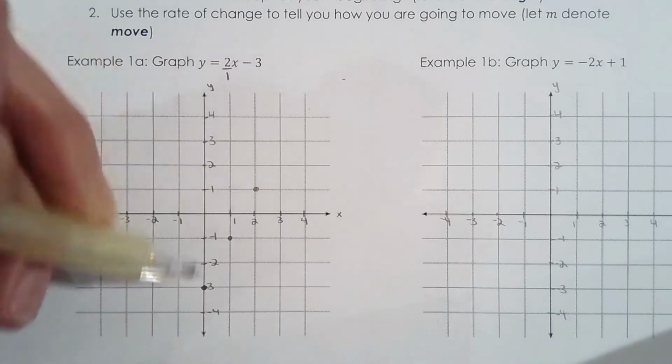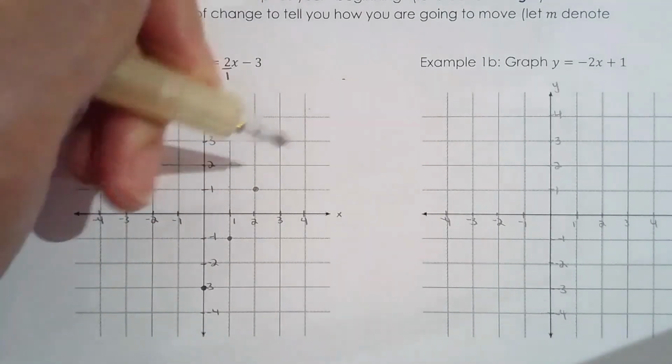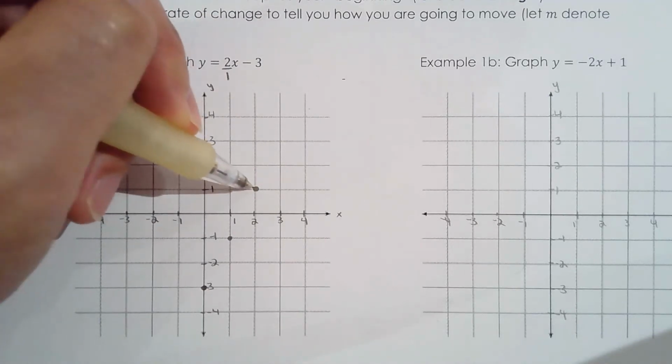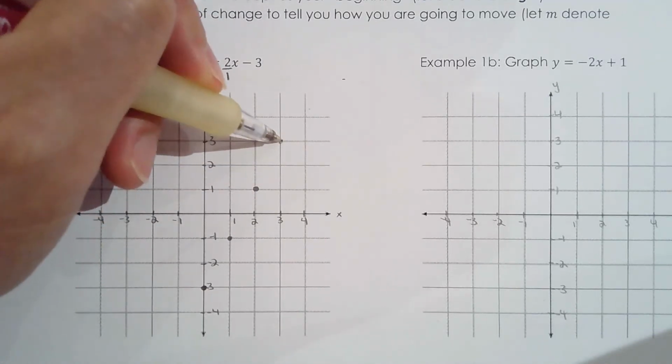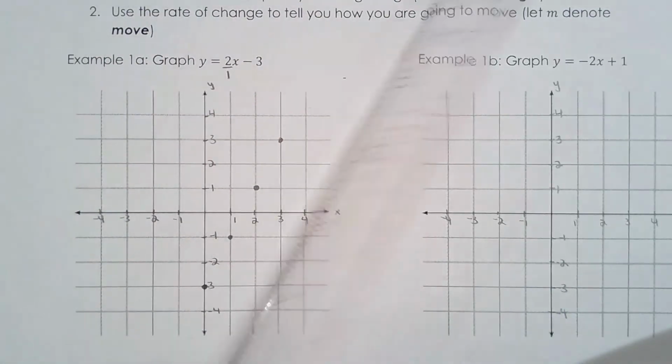So B for beginning and M for move, right? I'm moving based on what the rate of change tells me to do, what the rise is and what the run is. Up 2, over 1. So I gave myself 4 points and I'm going to connect the dots now.